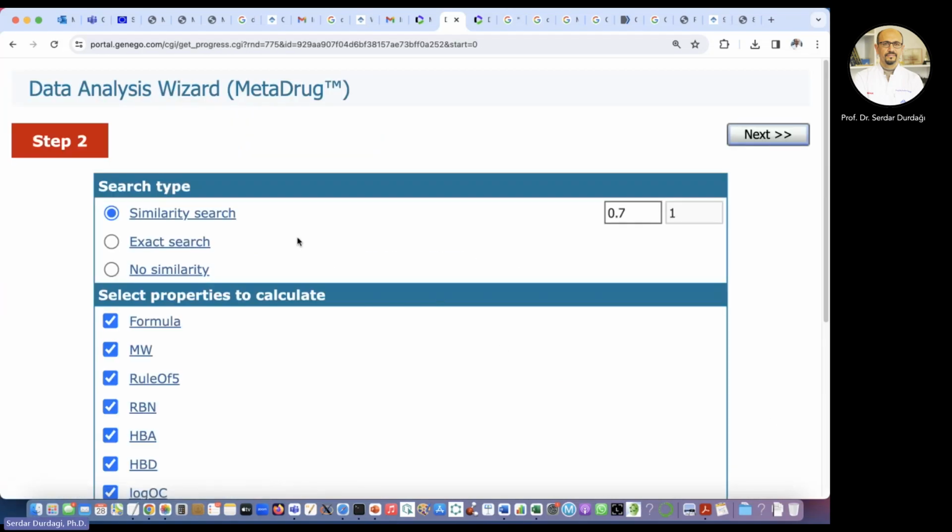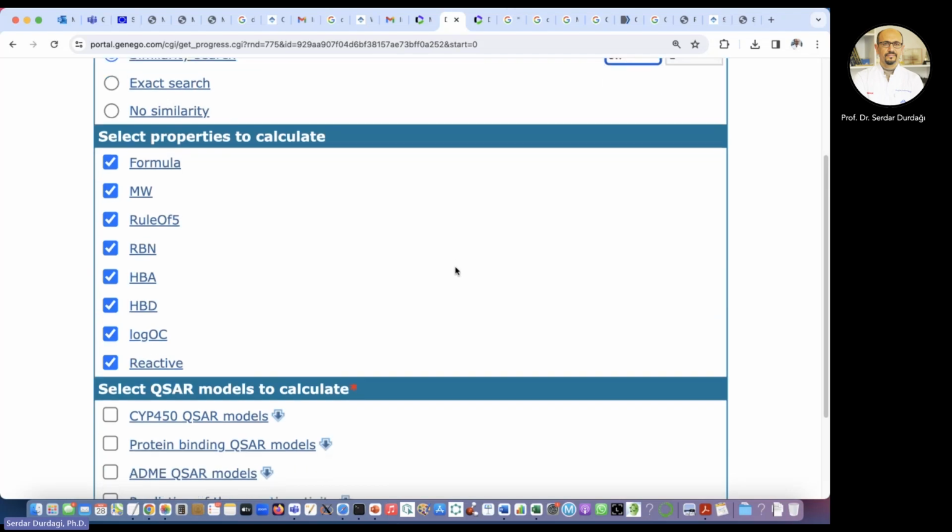And then here we have similarity search. You can actually increase or decrease the number from 0 to 1. Here our default number is 0.7. So this means that it will search the similarity between the compound that we gave and the FDA approved compounds in the system.